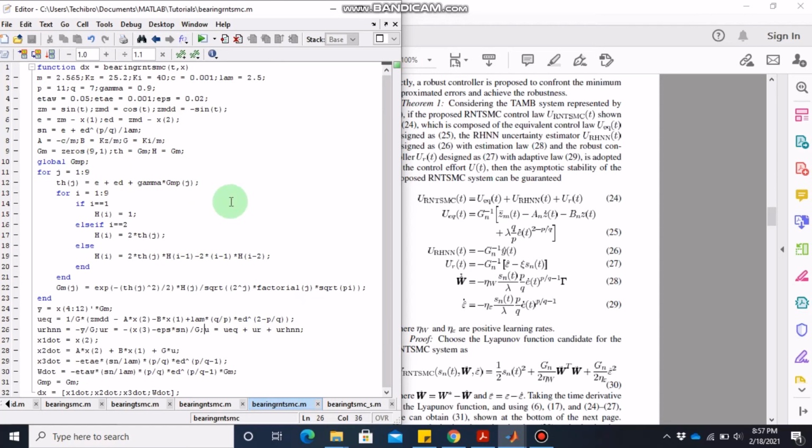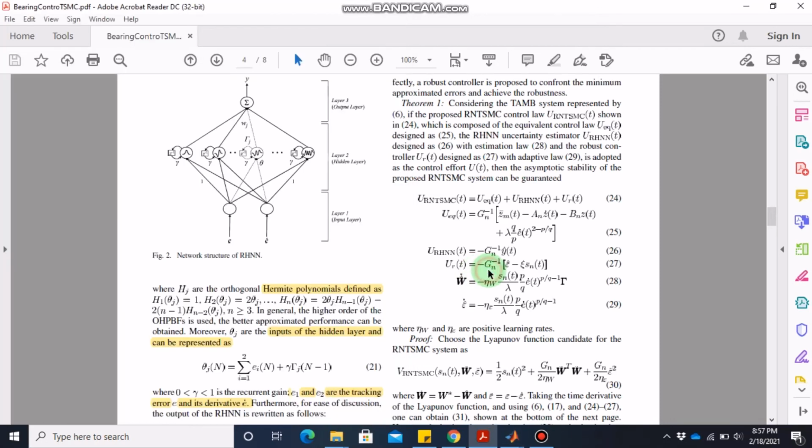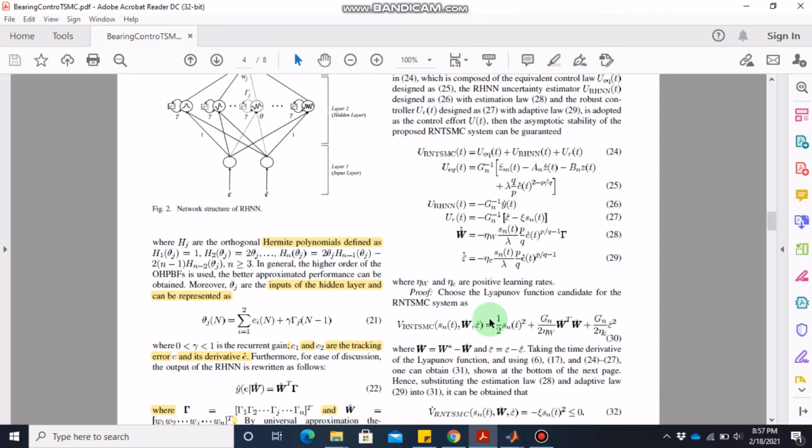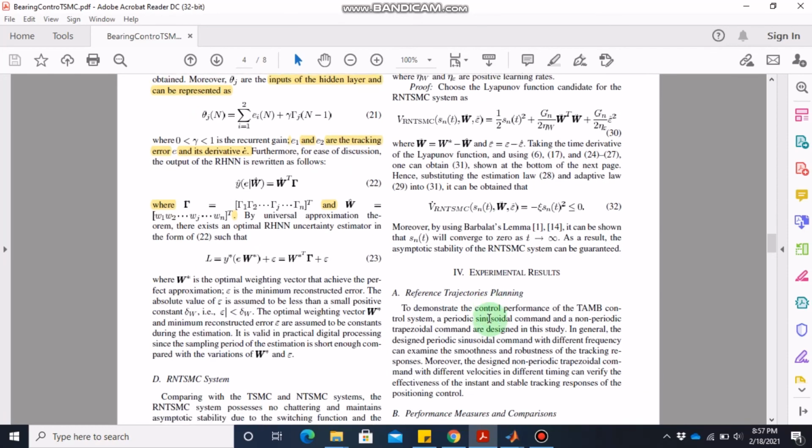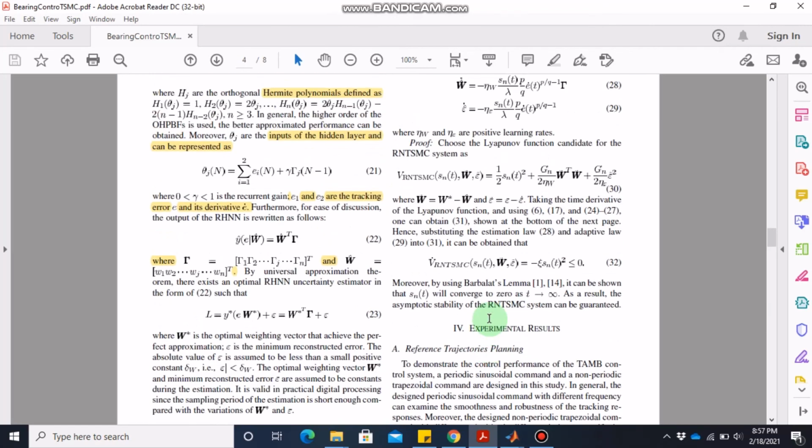Although this code does not work properly, I will show you how much it works, and then you can judge. But first I have to explain that in this code we have this usual system x1 dot, x2 dot, but we also have some extra state variables for the hidden layer of the neural network.